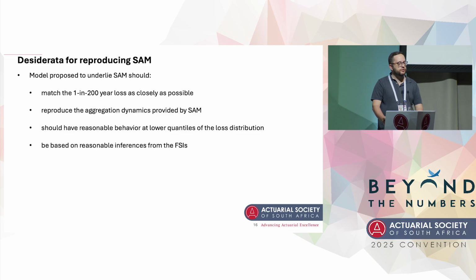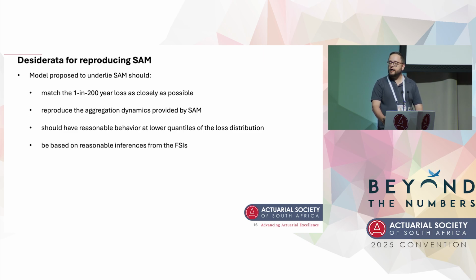So what are some of the desirable characteristics for reproducing SAM, given what we've been discussing? Ideally, you should match the 1 in 200 year loss as closely as possible. So in other words, if you think about what the chain ladder models give you, they give you a best estimate. Here, we don't have a best estimate. We want to match the 1 in 200 basically as closely as possible. We want to reproduce the aggregation dynamics provided by SAM, and it's going to turn out that this is going to be very messy. You can't reproduce the aggregation dynamics exactly. Just for clarity, what we mean by that is all the square root of sum of squares formulae to allow for diversification and correlation. We'll look at that in some detail.